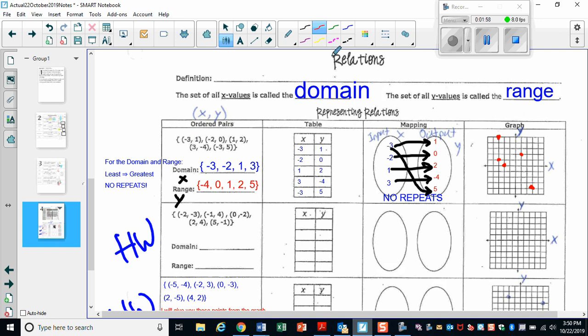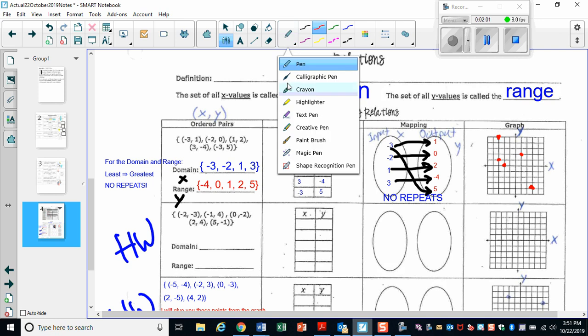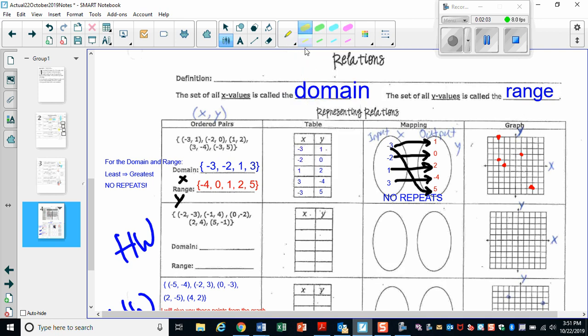So for instance, with the x, which I'm going to highlight in yellow, notice how we have -3, -2, +1, +3, and notice how -3 reappeared twice. However, we only list it once. So -3, once we have it, that's it. They all go away. -2, 1, +3. There's your domain.